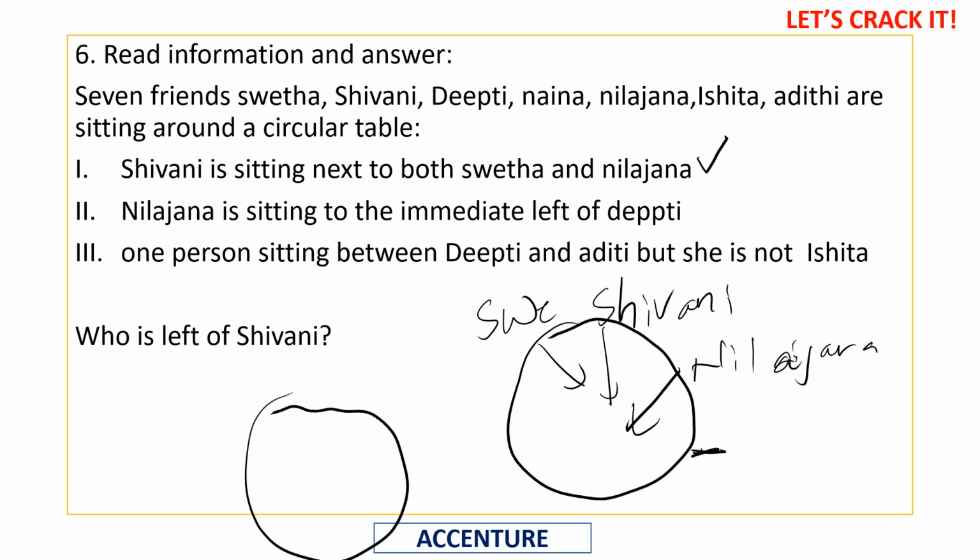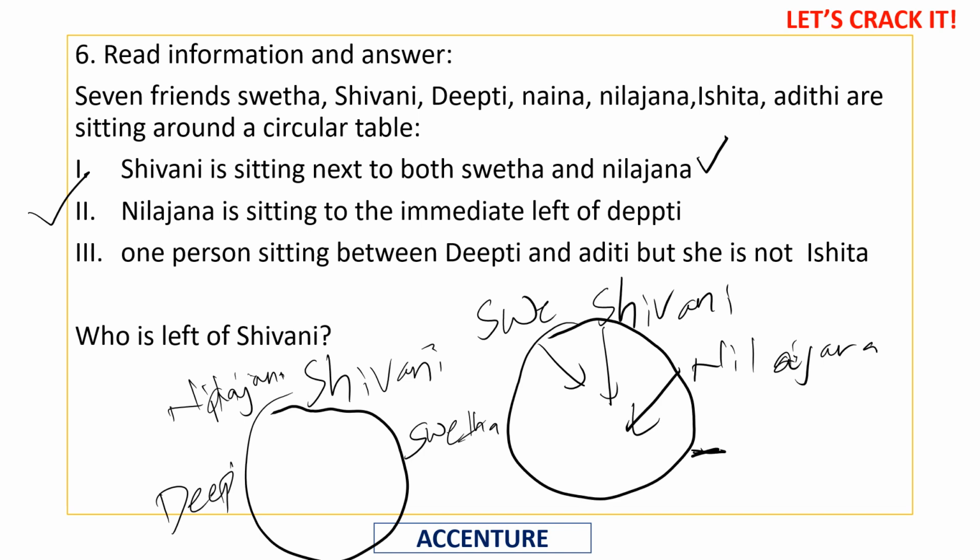diagram in this way, Shivani sitting in the middle, but Shweta on this side, and then Nilajana in this way. If you arrange in this way, then the second point will be valid, like Nilajana is sitting immediate left of Deepthi. Somewhere here Deepthi comes. So Deepthi, all of them are looking towards the center of the table. So then left of Deepthi is Nilajana. Now the first 2 points got valid.